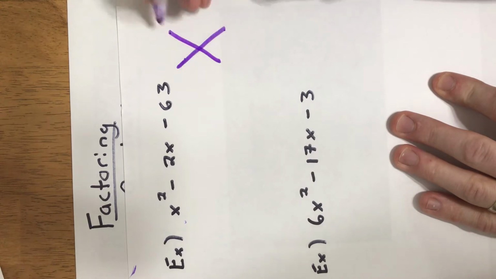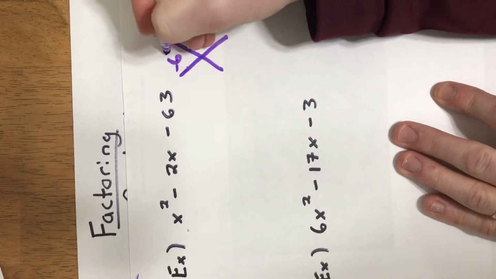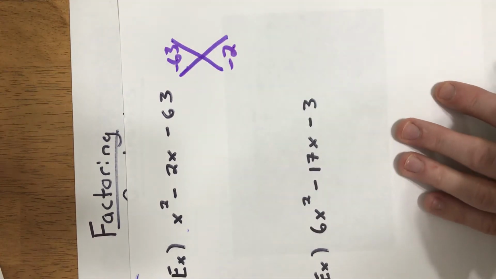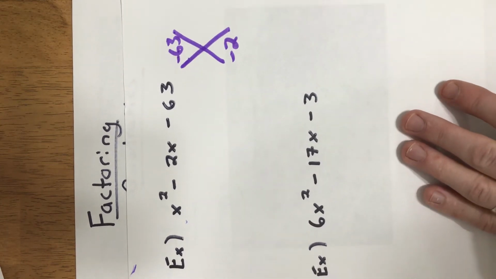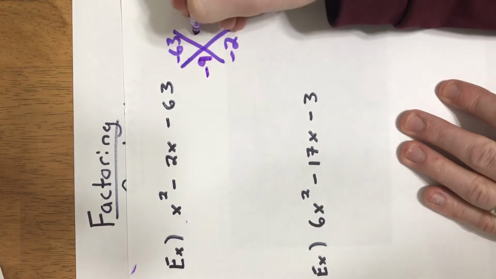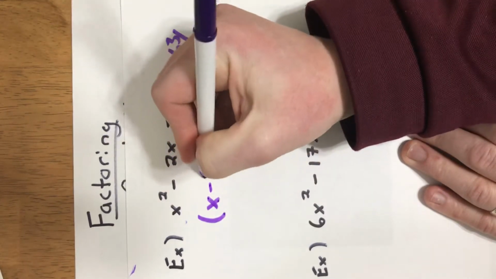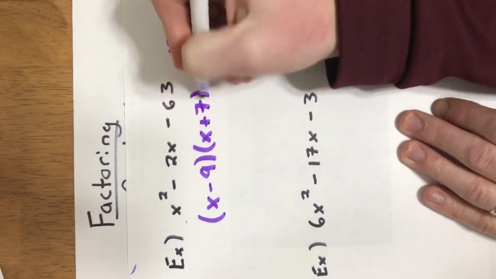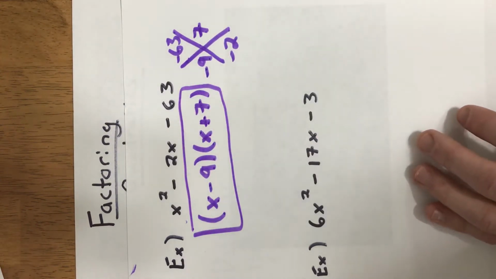So off to the side, I'm going to make a big X. I'm going to put the negative 63 on the top and the negative 2 down at the bottom. I'm looking for two numbers that will multiply to negative 63 and at the same time add up to negative 2. In this case, that's going to be negative 9 and positive 7. So I'm going to be left with x minus 9, x plus 7. And that's going to be my answer for this particular example.